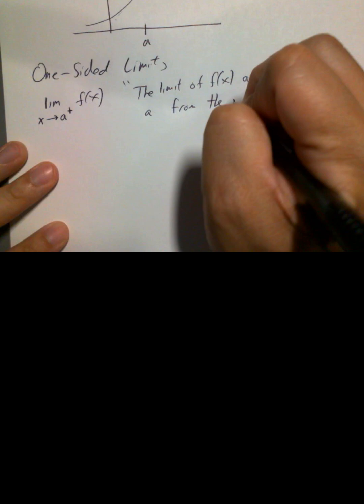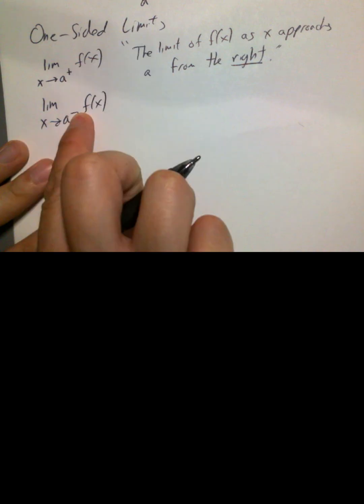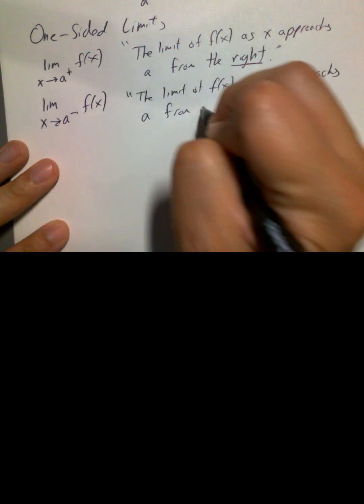Similarly, if we take the limit as x approaches a, we indicate the limit as x approaches a from the left with the minus sign in the exponent position of the x value. So this would be the limit of f of x as x approaches a from the left.